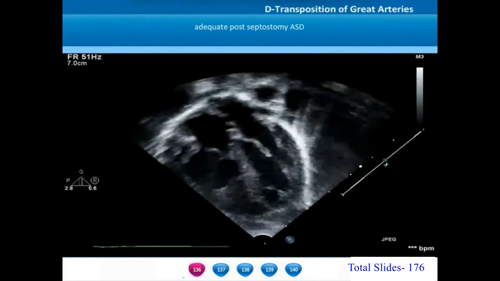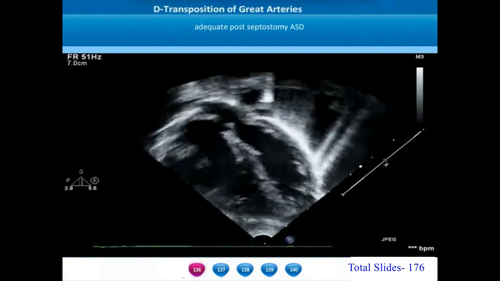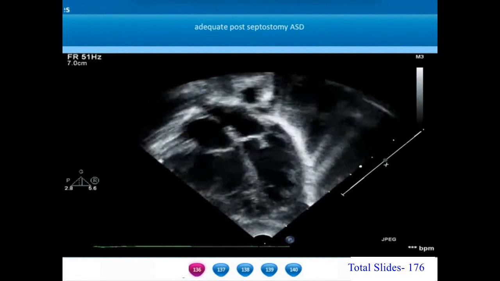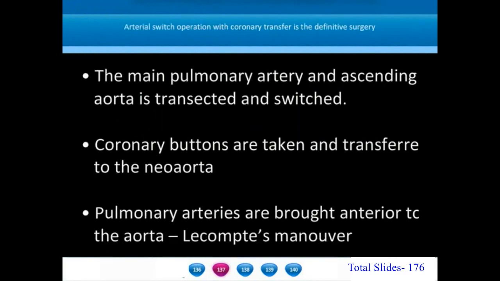When we view from the apical four-chamber view, we can identify the torn septum and the large intra-atrial communication that has been created by the balloon septostomy. The definitive surgery in transposition of great arteries is arterial switch operation. The main pulmonary artery and the ascending aorta are transected and switched across. The coronary buttons are harvested from the aorta and transferred to the neo-aorta. The pulmonary arteries are usually brought anterior to the aorta in the form of a Lecompte maneuver. However, in patients who preoperatively had side-by-side great arteries, sometimes this step may not be necessary.